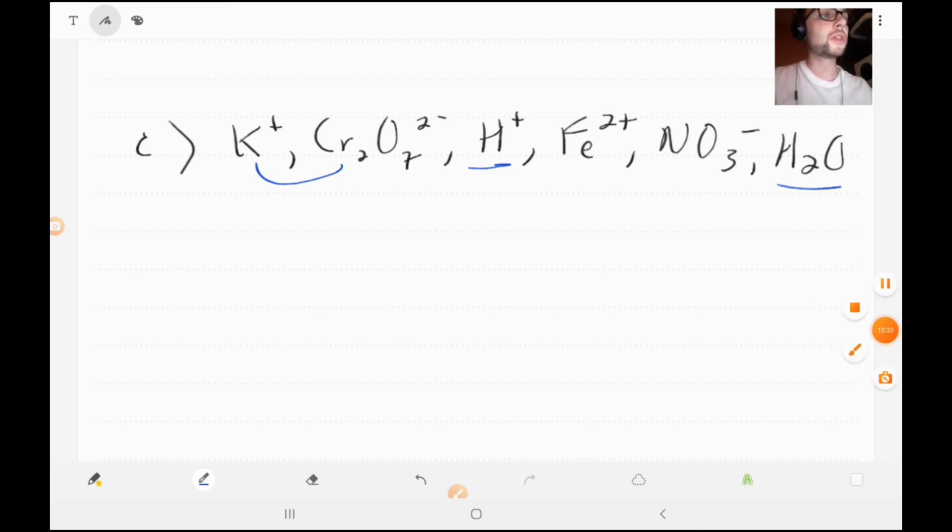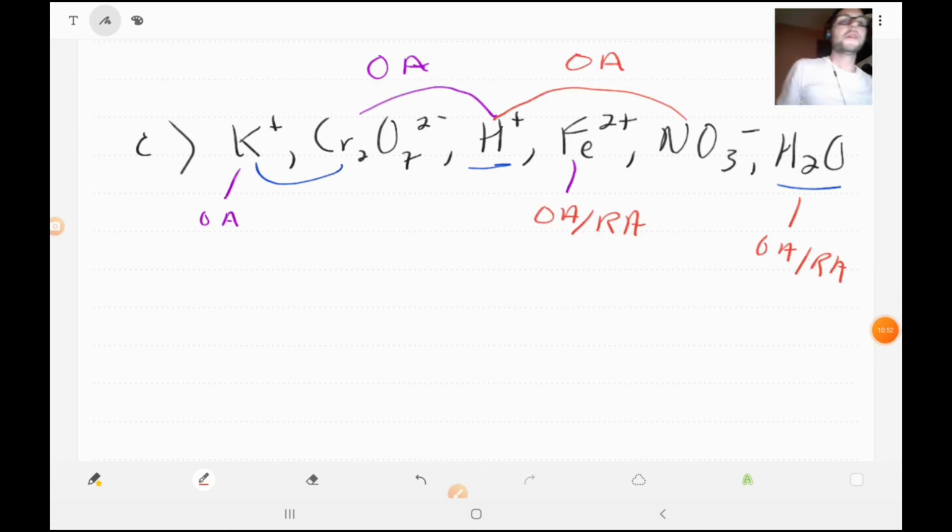Now, I want you to pause the video and label all the OAs you possibly can. Once you're done, unpause the video and see if you got what I got. And don't forget to look for combinations and things that show up both as OAs and RAs. Okay, so hopefully you got something that looks like this. Now, what I will also add is that you can find H plus by itself as an OA as well.